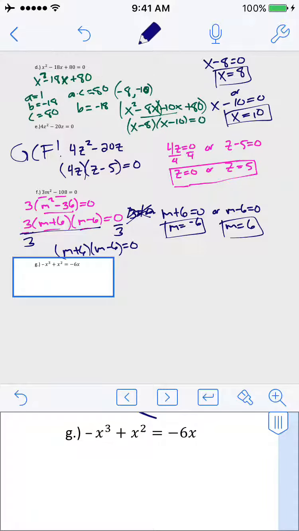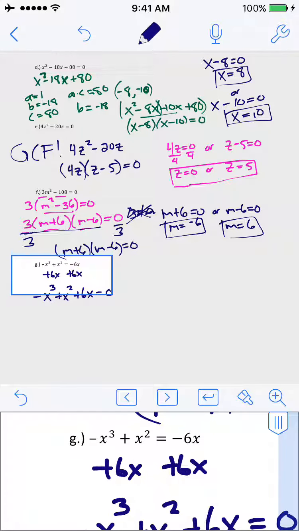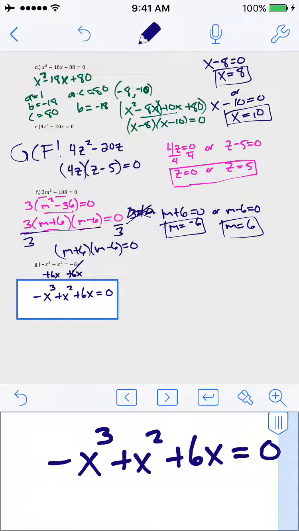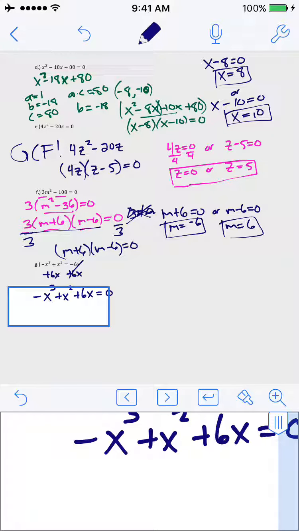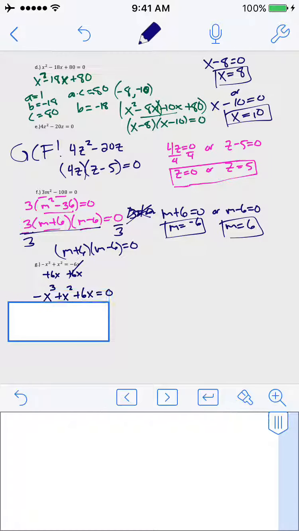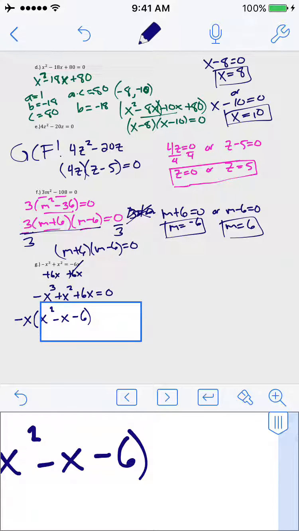Okay, let's deal with one problem at a time. Let's first get this side equal to 0. Negative x cubed plus x squared plus 6x is equal to 0. So I moved the 6x to the other side. That's what I did. Okay. Now we've actually factored stuff like this before using what? That's right, using GCF. So let's factor using GCF. And like I said before, if you see a negative in front, you also want to take that out. So I'm going to take out a negative x from everybody. So I'm left with x squared minus x minus 6 is equal to 0.